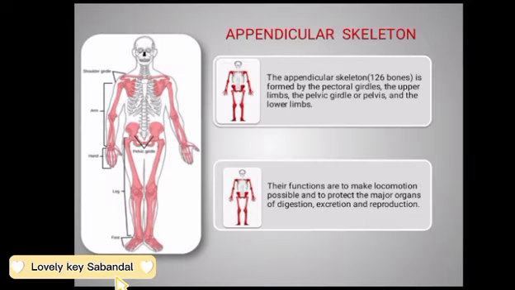Okay, the appendicular skeleton, you guys. The human appendicular skeleton is composed of the bones of the upper limbs and lower limbs, the pectoral girdle and the pelvic girdle.